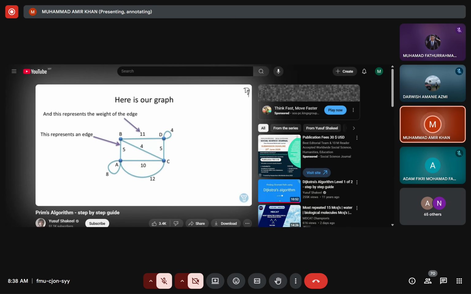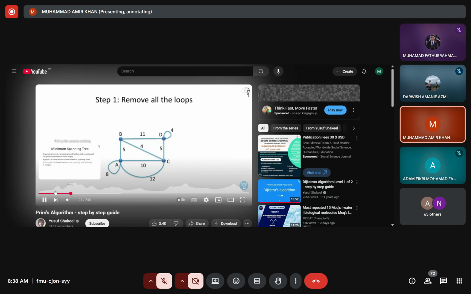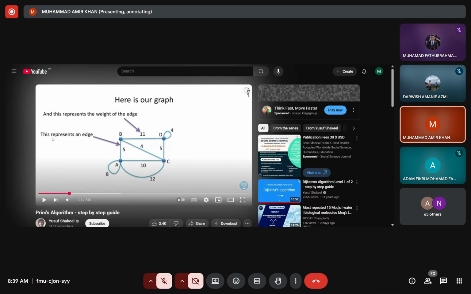This represents an edge, and this represents the weight of the edge. The number between the two vertices B and D, the weight of B and D is 11. The weight of B and C is 4. The weight of D and C is 5. The weight of A and C is 10, and also 12 because there are 2 links.